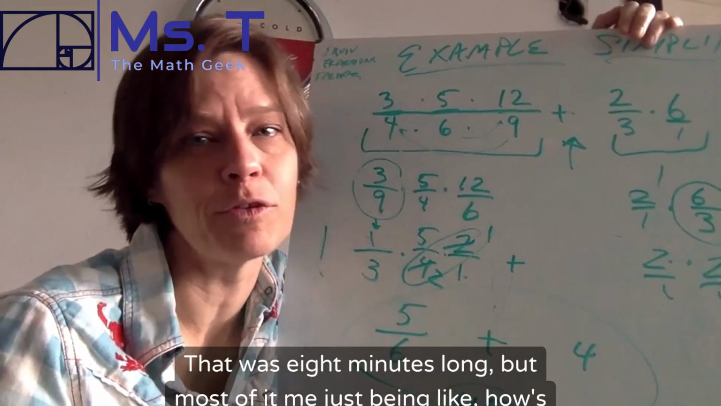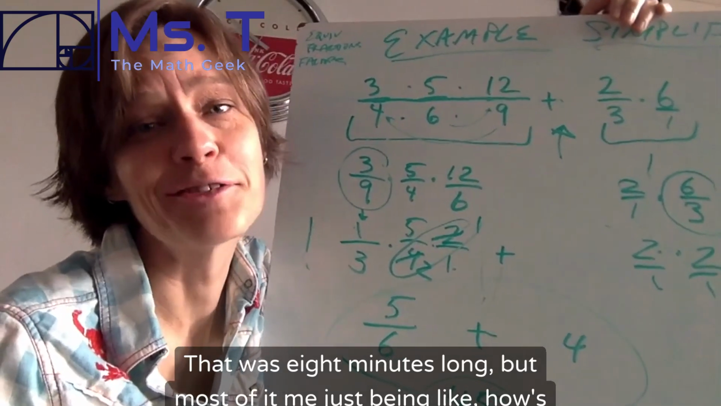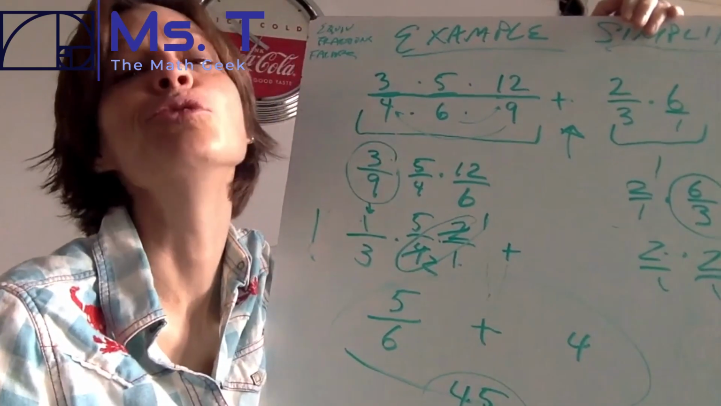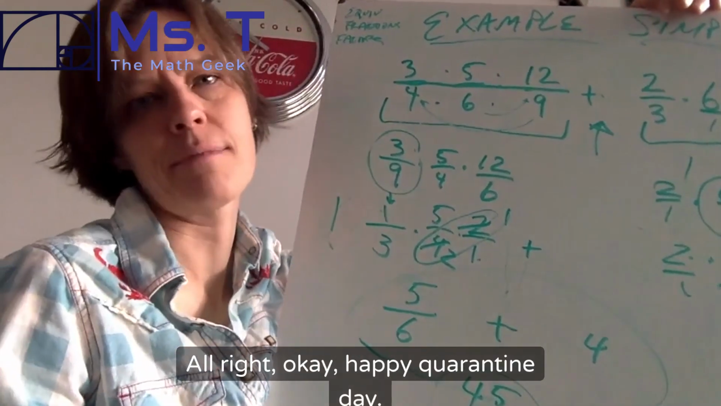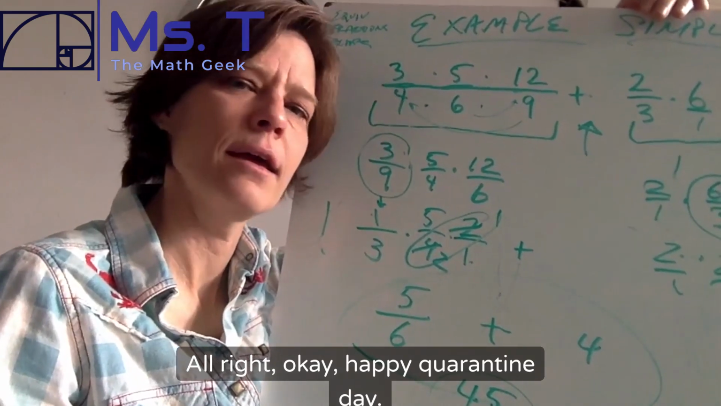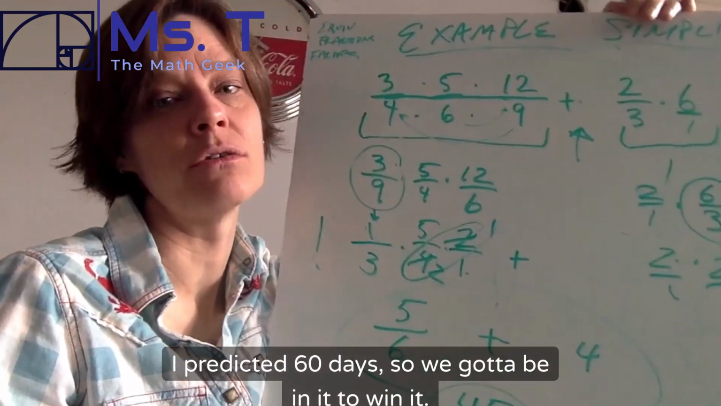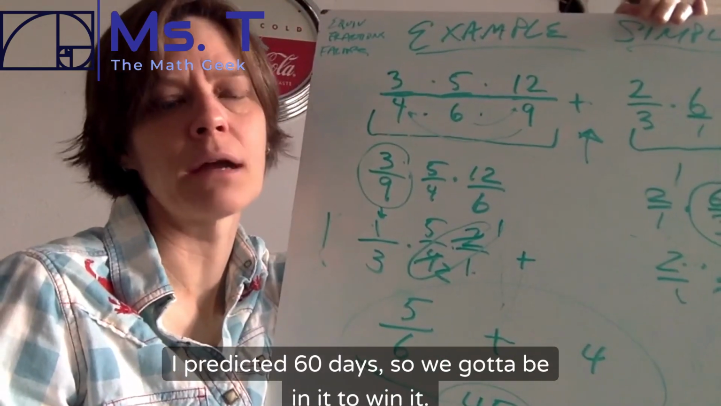That was 8 minutes long, but most of it is me just being like, hey, how's it going? How you doing? All right, okay. Happy quarantine. Day 20. I predicted 60 days, so we got to be in it to win it. All right, good luck, everybody.